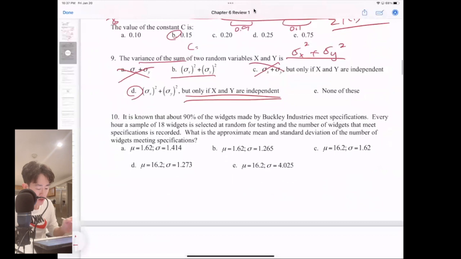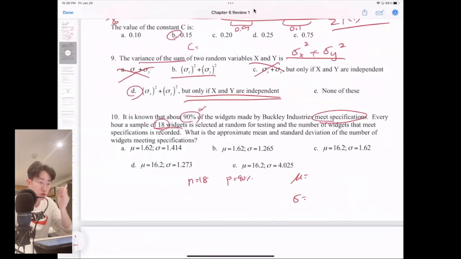Number 10, it is known that about 90% of the widgets made by Buckley Industries meet specifications. Every hour, a sample of 18 widgets. Okay, so we're given n, we're given p, and they're asking you to define the mean and the standard deviation of the distribution here. Because we know that this is a binomial distribution, because widgets either meet the specifications or not, the number of trials is fixed, and each widget is independent from one another. And so the mean of the binomial distribution should be n times p. The standard deviation should be n times p times 1 minus p, and then square rooting that.